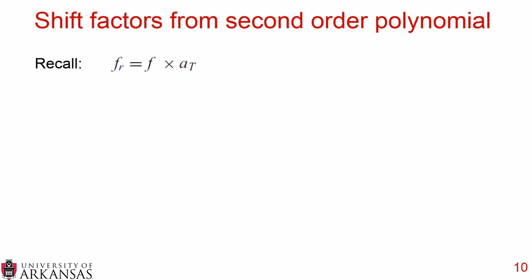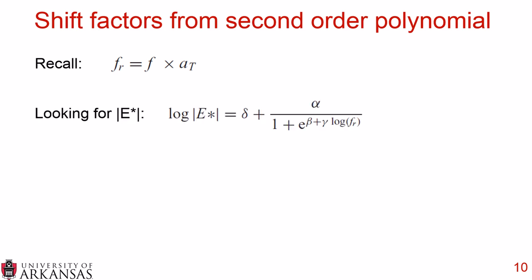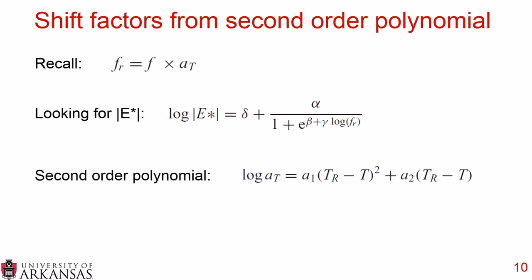So recall that the reduced frequency equals the actual frequency times a shift factor. And what we're doing is we're looking for a dynamic modulus, and for the sigmoidal function, that involves finding those 4 fitting coefficients and the reduced frequency. We're using the second order polynomial solving technique, which you can see here is the log of a sub t equals that function there, which is a second order polynomial.